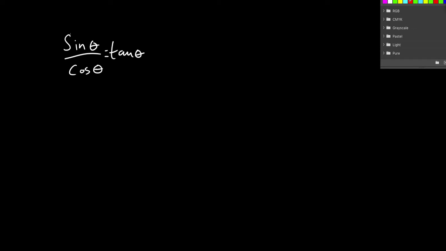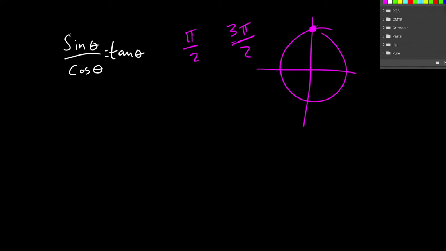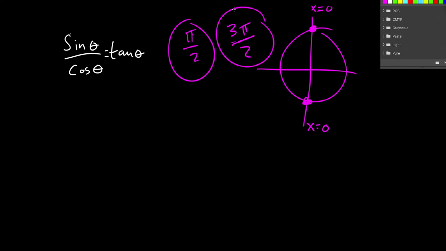And so we can't have division by zero. So whenever cosine equals zero, which happens in a few places, right? We have that at pi halves, and we also have that at 3 pi halves. Just think of the unit circle. The x value right here equals 0, and that's our pi halves. And then the x value right here also equals 0, and that's our 3 pi halves. So for those two spots, we have division by 0.